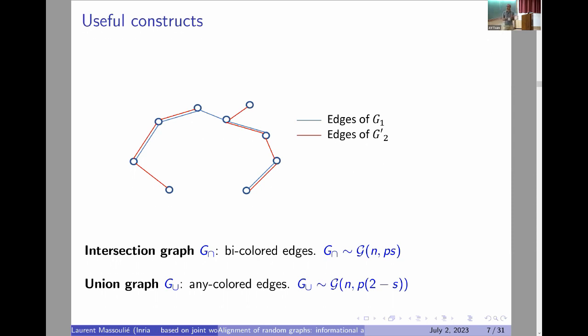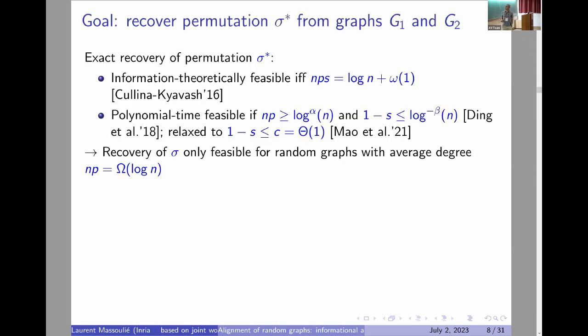Now the probability of an edge being present is P times S. Okay, and I could also consider the union graph, which would be the graph on the same vertex set where an edge is present if there is either one or another type of edge between the two vertices. So, as I said, what we will be looking for is a retrieval estimation of the unknown sigma star from the observations of the two graphs, G1 and G2.